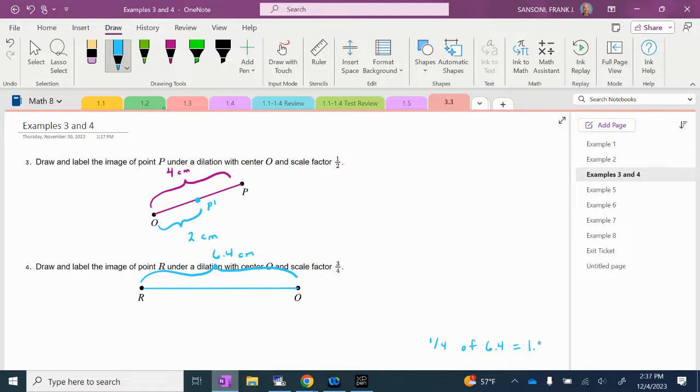1.6 is correct. So if 1/4 is 1.6, then 2/4, which is the same thing as half. Half's always easy for our brains. What's half of 6.4? 3.2. So then what's 3/4? 4.8.